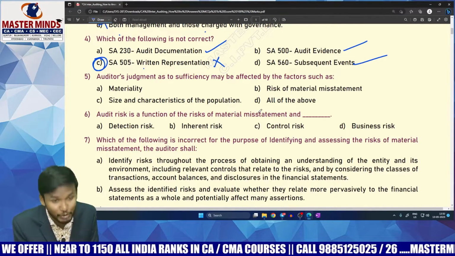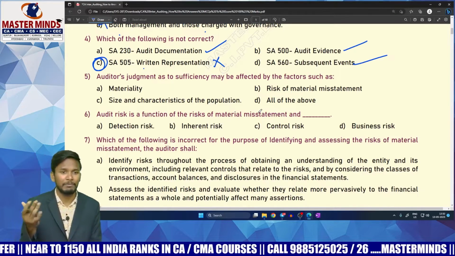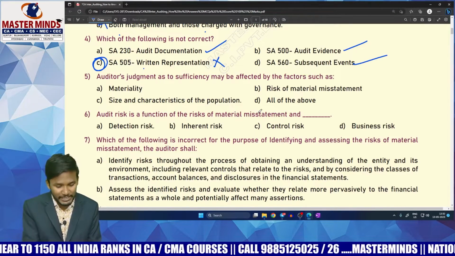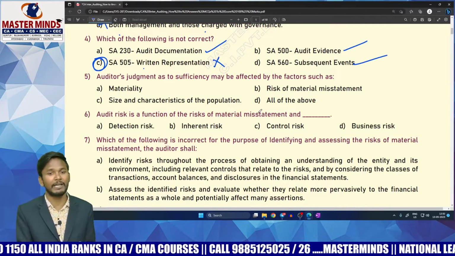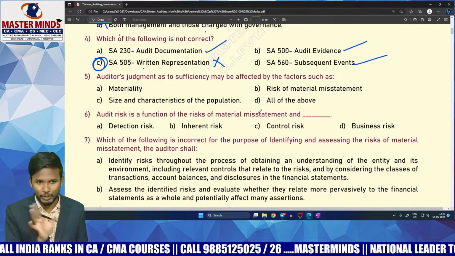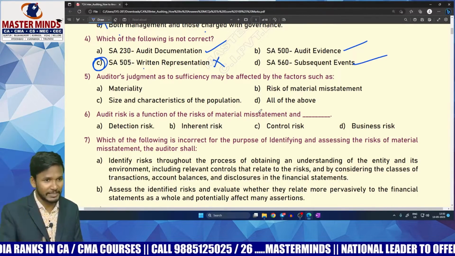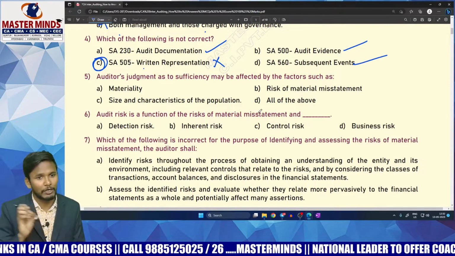Now, which of the following is not correct? People in a hurry will see which of the following is correct. And by seeing option A, SA 230 documentation, correct, right? We'll go for option A. It's not so. Read the entire question while answering. You have to pick the odd one out.